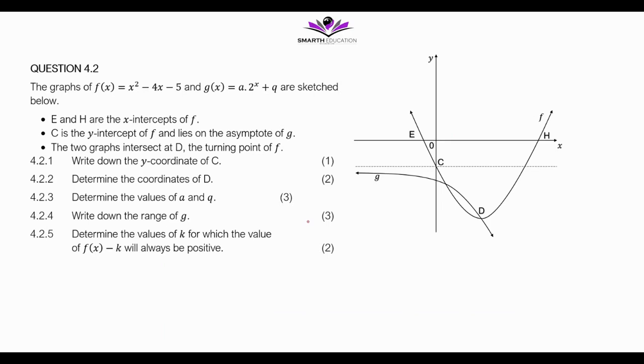Hello, smart mathematicians. Let's do question 421. Let's start by reading the information.